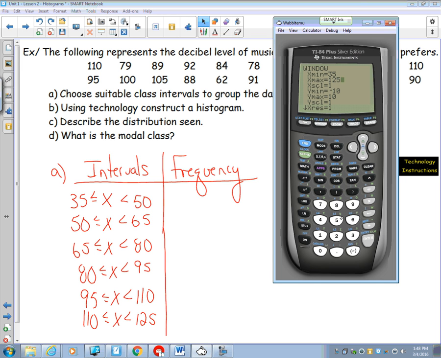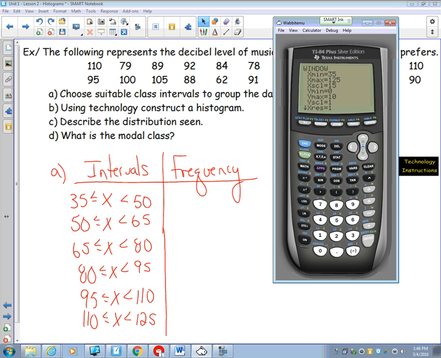Okay, x SCL is my scale, how big each interval is. I'm going up by 15s. My y min, well, my y is my frequency, the lowest number of pieces of data I can have in an interval. That's 0. I can't have negative data. Okay, my y max is the maximum number of things I have in an interval. Now, I don't know that yet. So I'm going to leave it at 10. I'll adjust it as necessary.